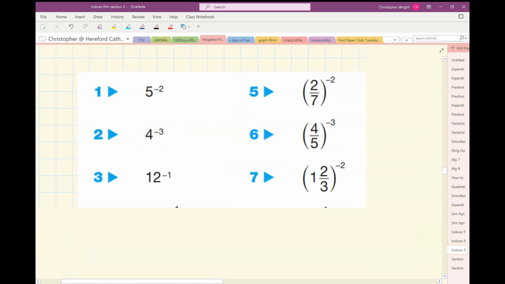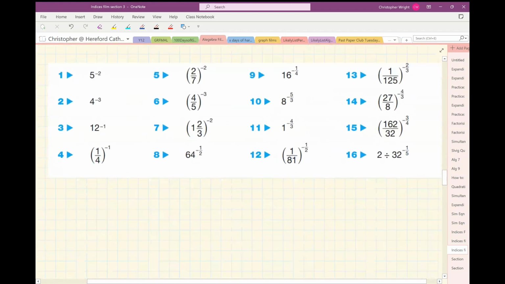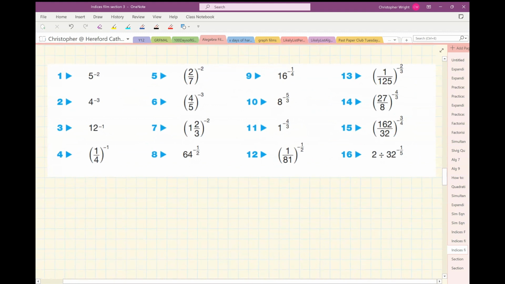Now, here are 16 more difficult questions. Once we've done these more difficult questions, then we'll go on to look at some equations. But first of all, have a go at these 16, or whichever ones you choose of these 16. Press pause while you do that, press play again, and we'll go through these 16.